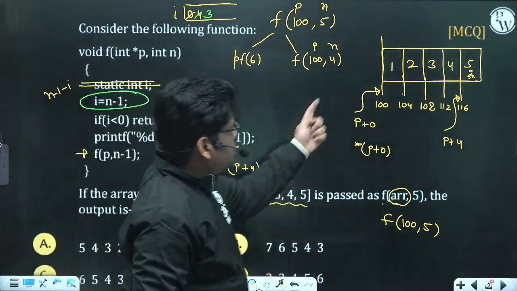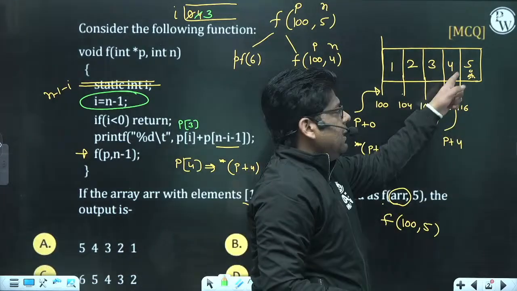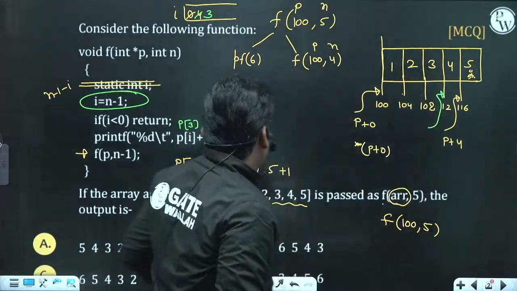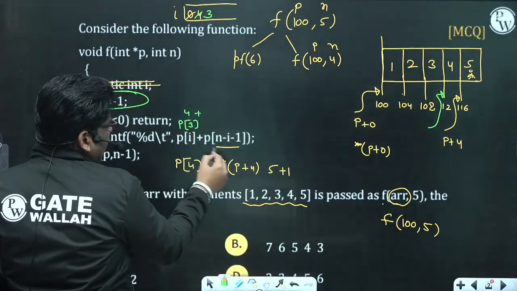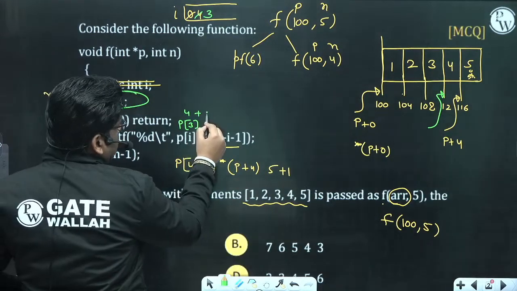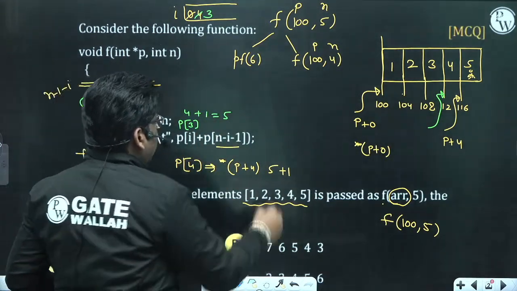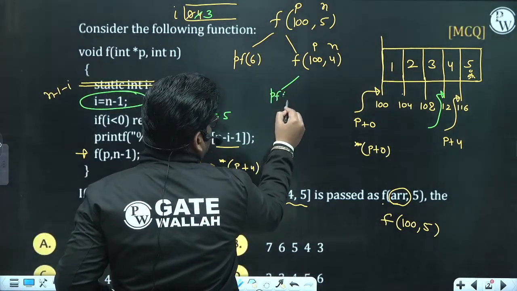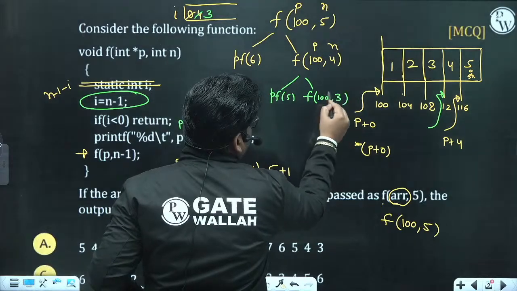If this is p, then p plus 3 is this address, and p of 3 is the value 4. Am I right? p of 3 is the value 4 and p of 0 is nothing but 1. That means this is 5. So this will print 5, and then let me call f(100, 3).